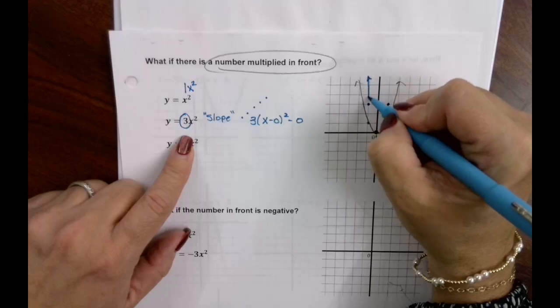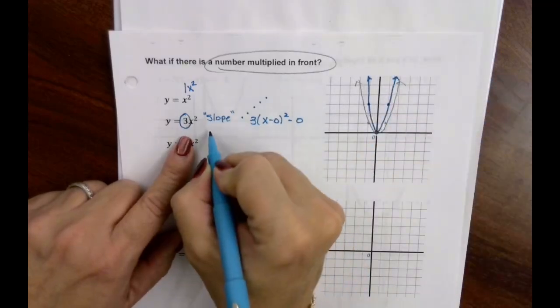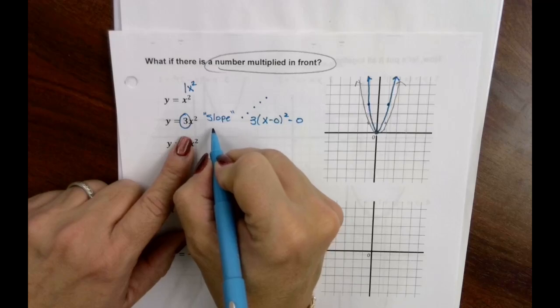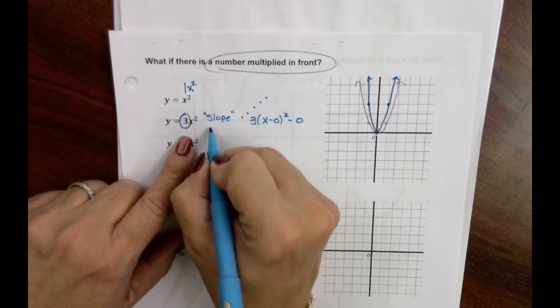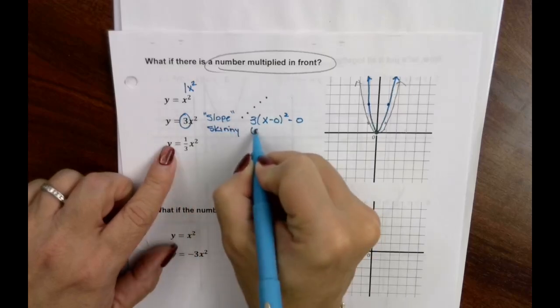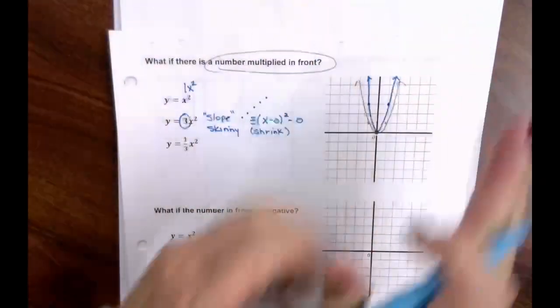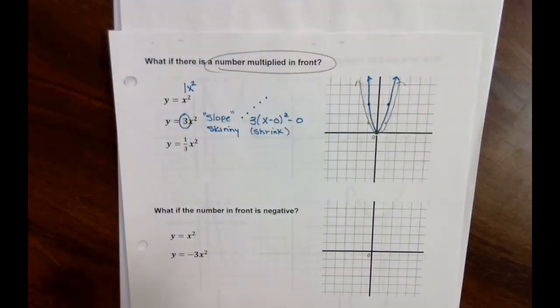And what we see is this becomes skinny. So we say that this graph that I have here is skinny, so we say that this is a shrink. The width of my graph got smaller, so it shrunk. All right, so we're going to use the same concept on this.